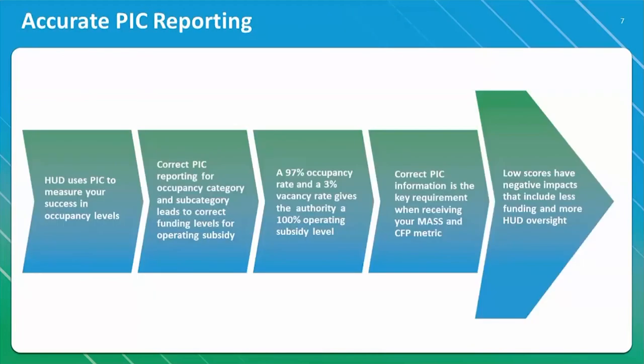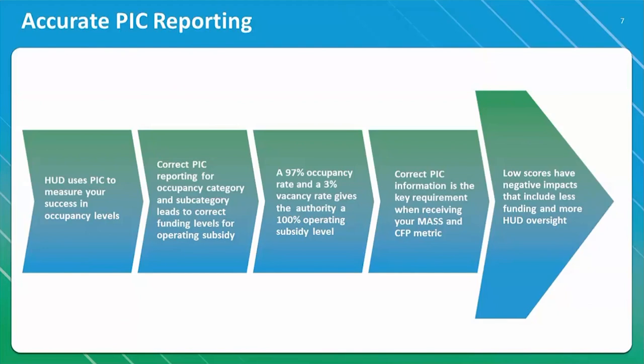Next slide, please. In accurate PIC reporting, we want to make sure that you measure your success based on those occupancy levels. It will tell you the percentages. So when you monitor your PIC system and you see from the property management level that you have 5 vacancies, let's say, but in PIC you see 7, then obviously there's a reconciliation that needs to take place because some records were either not updated or the update did not take.